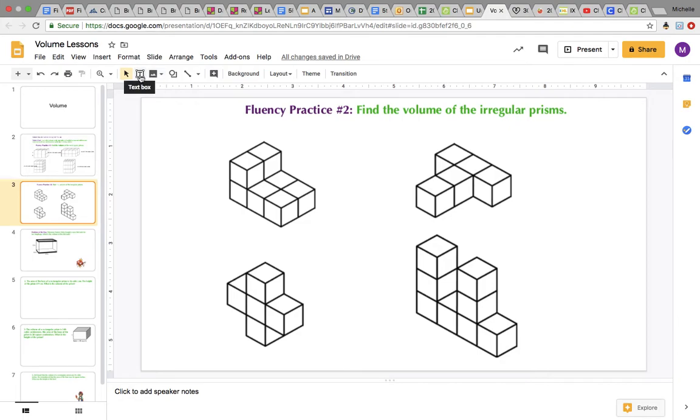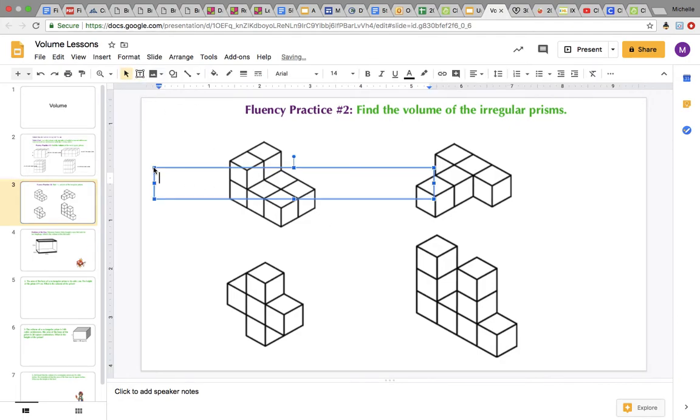So how we would want to do this is we want to break it up by layer and add them together. So our bottom layer has 6 cubes. Our top layer only has 2 cubes. So 6 plus 2 equals 8 cubic units.